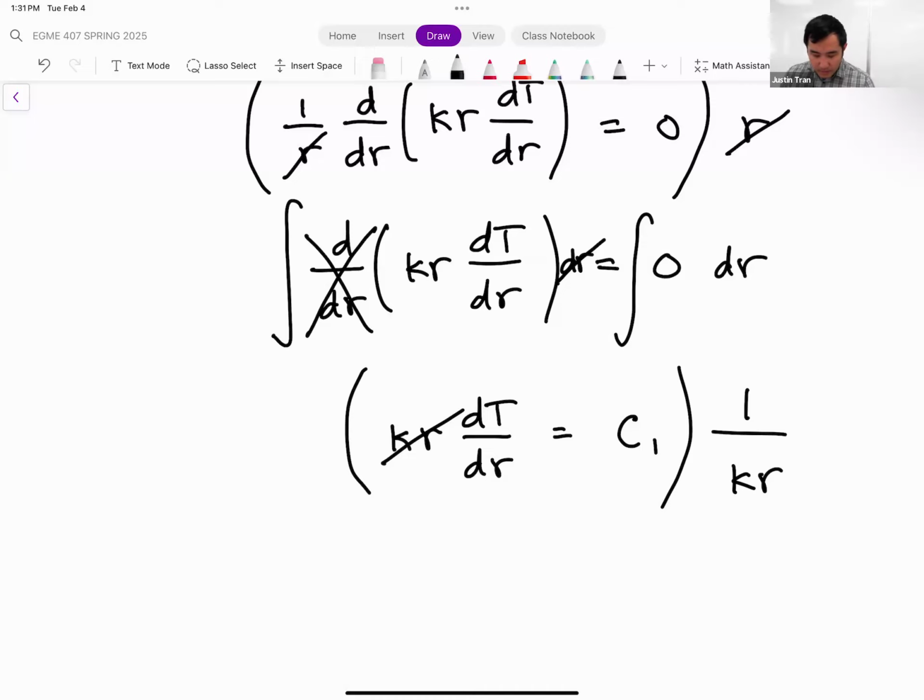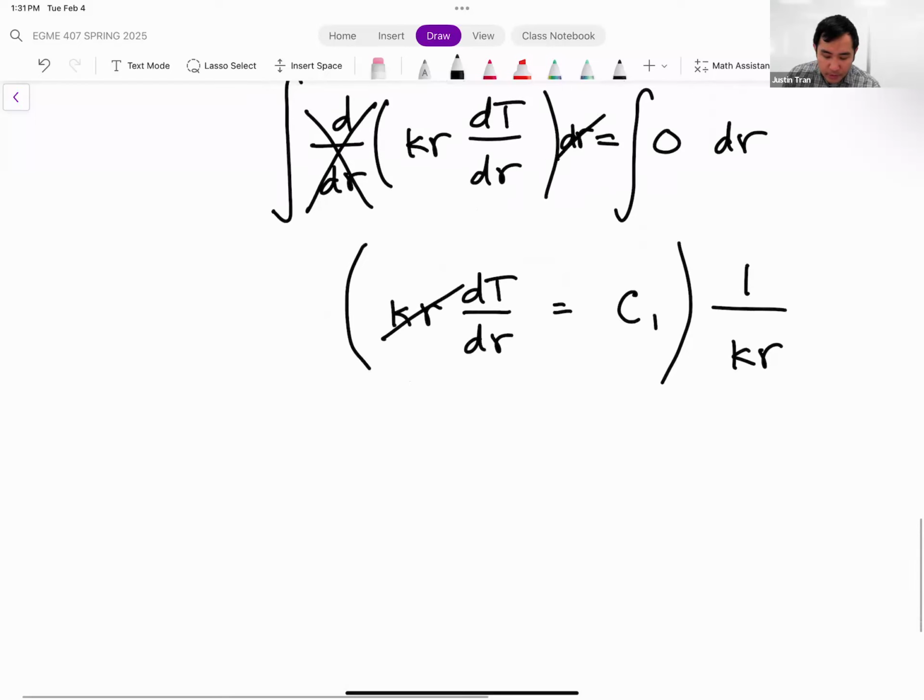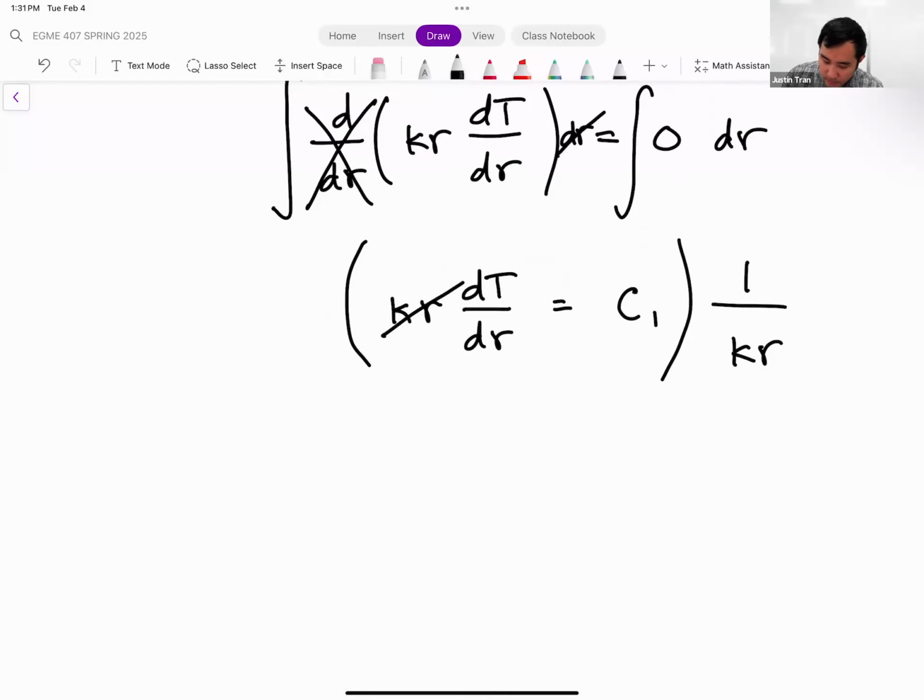Now on the right-hand side, I'm going to do something a little bit unusual here. Since we're integrating with respect to r, that r has to come through, so we can't combine that. So we're going to have C1 over r out there.